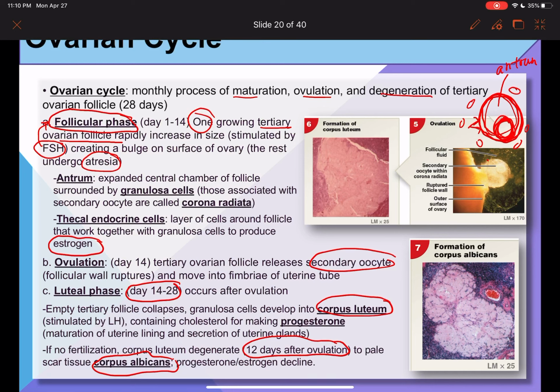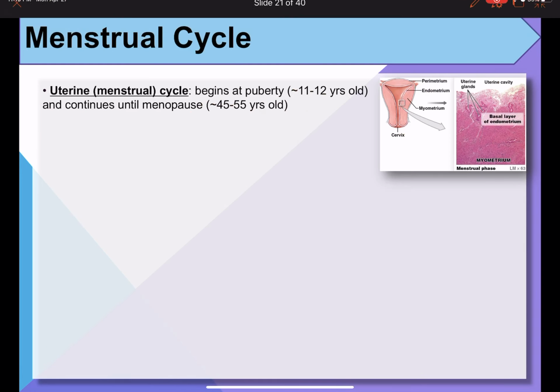It actually stimulates the spiral arteries within the endometrium lining to spasm, okay, and they will actually fall apart, and then all that blood will be shed away. I'll talk about that next in the menstrual cycle.